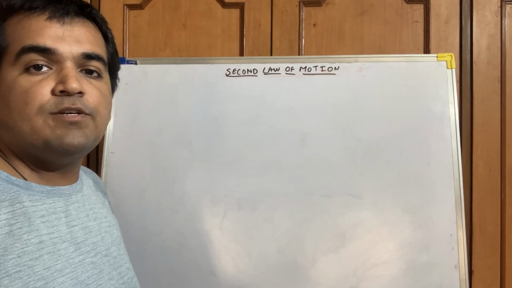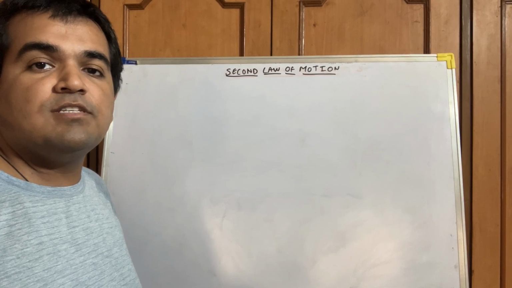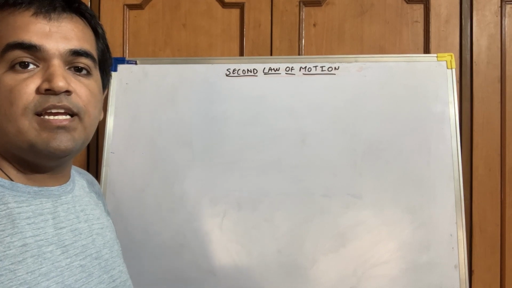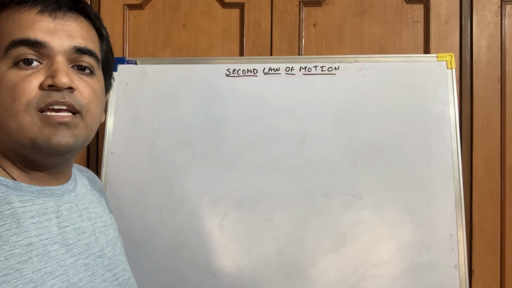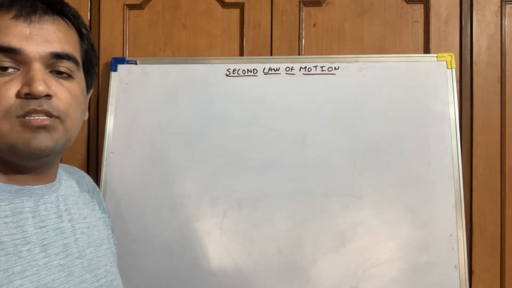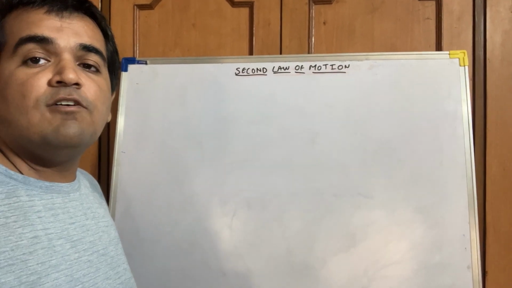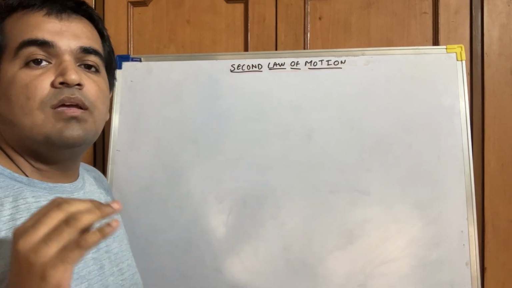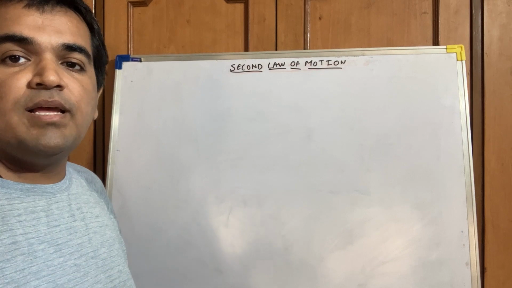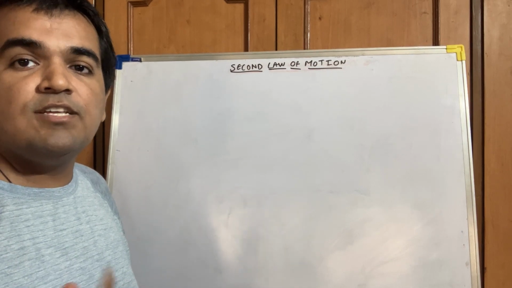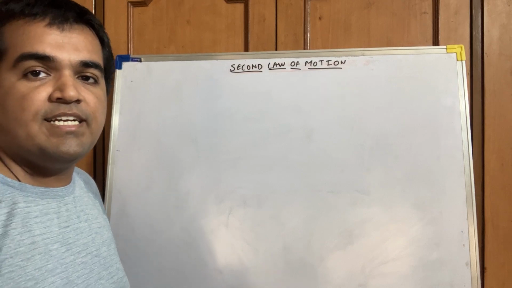In the last two videos, we had seen about the first law of motion, what is inertia, and some examples of inertia. In this video, we shall learn about the second law of motion. Now, the first law of motion states that if an unbalanced force is applied to an object, its velocity changes, that is, the object gets accelerated.